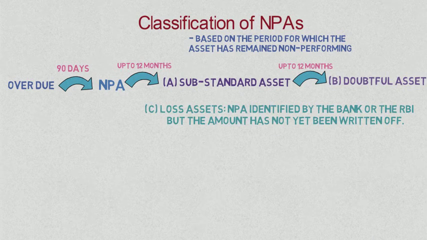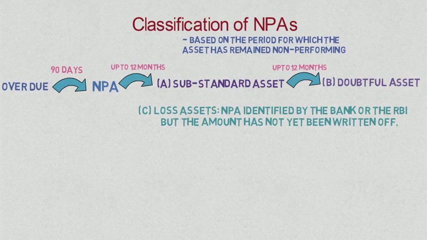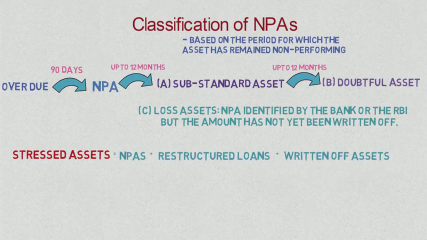It is an NPA identified by the bank or the RBI that is no longer expected to be paid through ordinary measures, but the amount has not yet been written off. The total stressed assets of a bank are NPAs plus restructured loans plus written off assets.